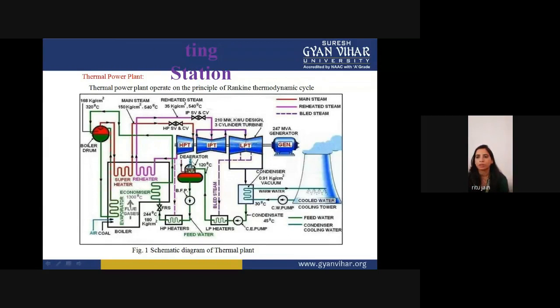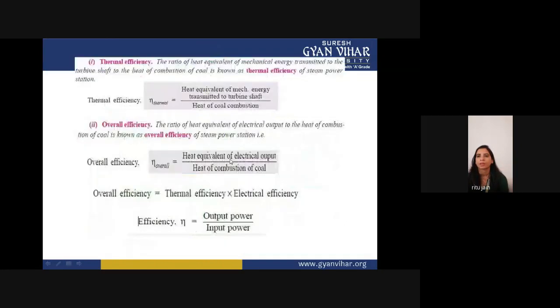So this is your deaerator, BFP, HP heater, feed water, LP heaters. In detail, we will discuss each and every part. So this is the basic diagram of your thermal power station. Now, what is thermal efficiency?